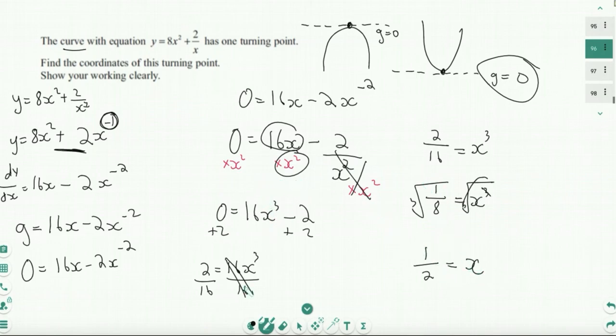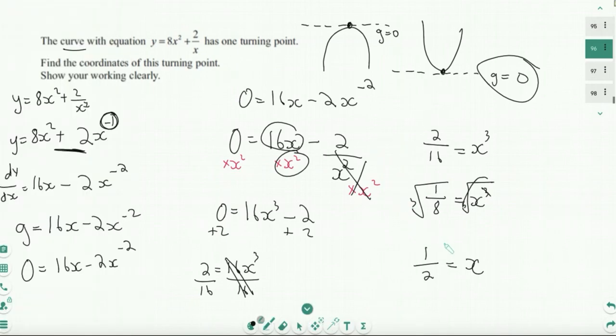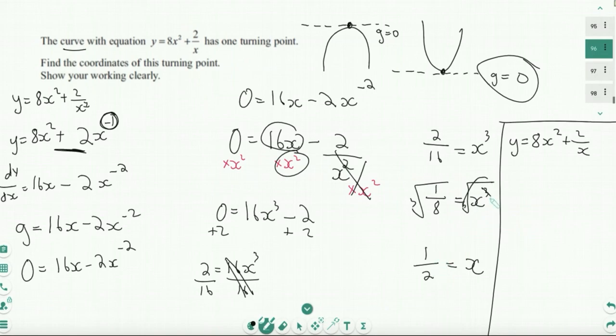How do you find your y coordinate? Well, what you're going to do is plug this x value back into your original equation. So let's do it over here. Y is equal to 8x squared plus 2 over x. And we're going to replace x with half. So y is equal to 8 half squared plus 2 over half. And see what comes out.